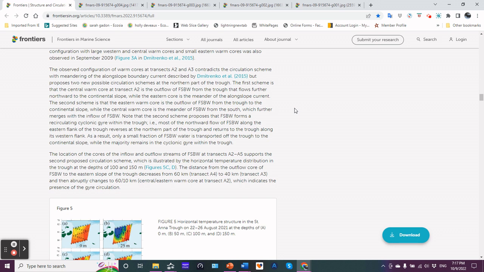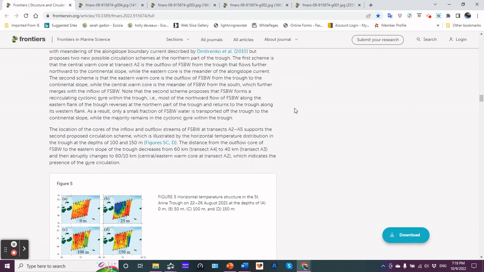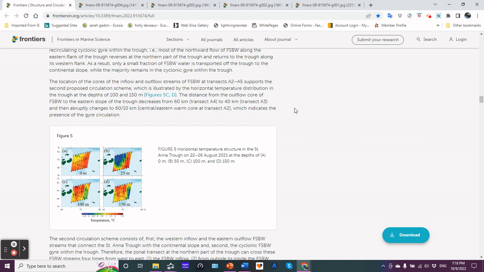Note that the second scheme proposes that FSBW forms a recirculating cyclonic gyre within the trough, i.e., most of the northward flow along the eastern flank reverses and at the northern part returns to the trough along the western flank. As a result, only a small fraction of FSBW water is transported off the trough to the continental slope, while the majority remains in the cyclonic gyre within the trough.